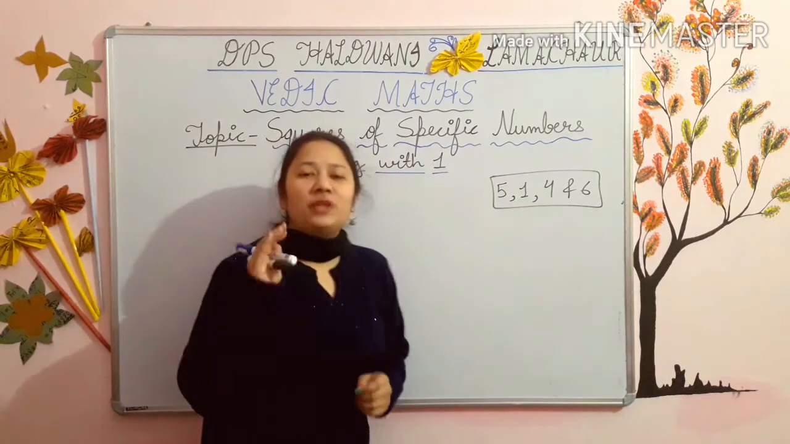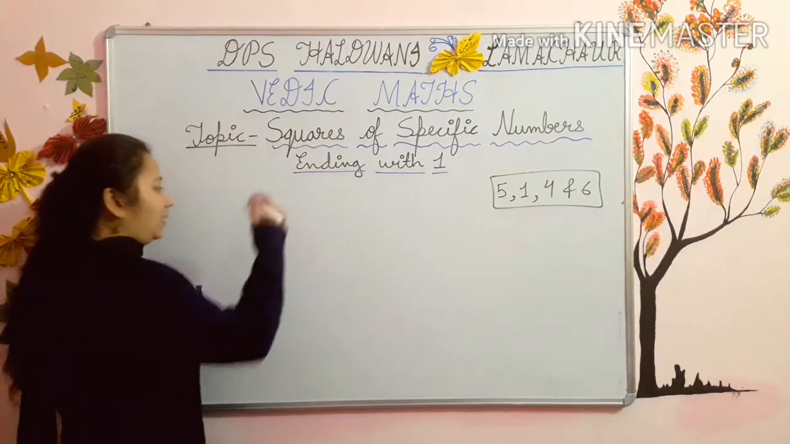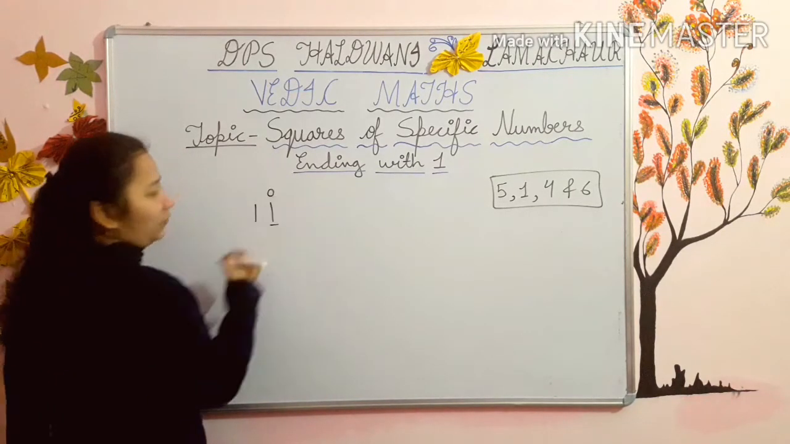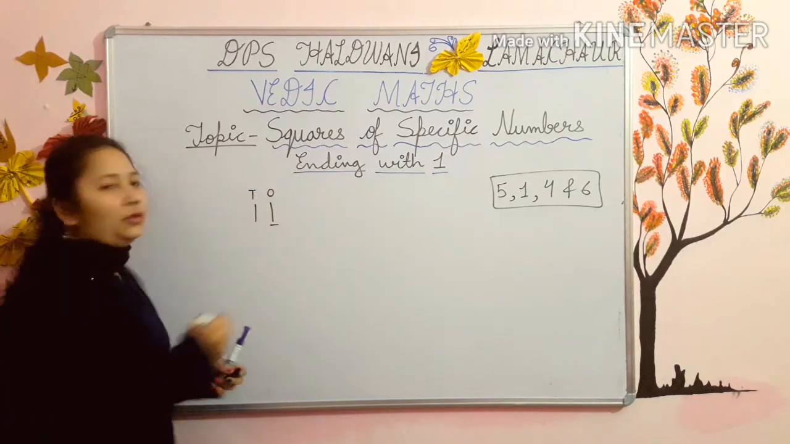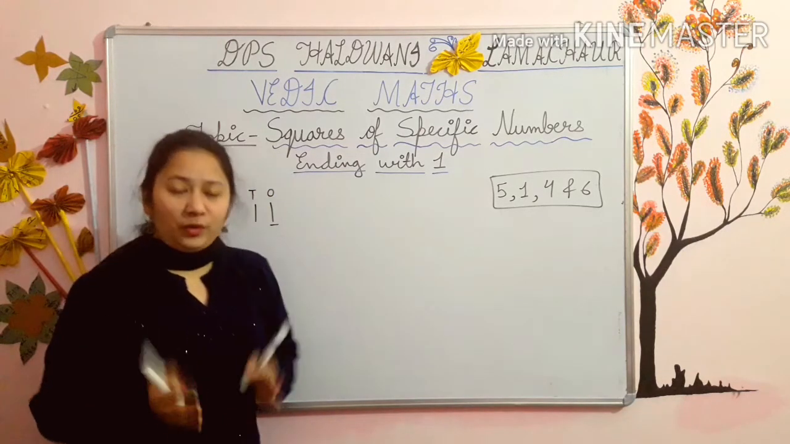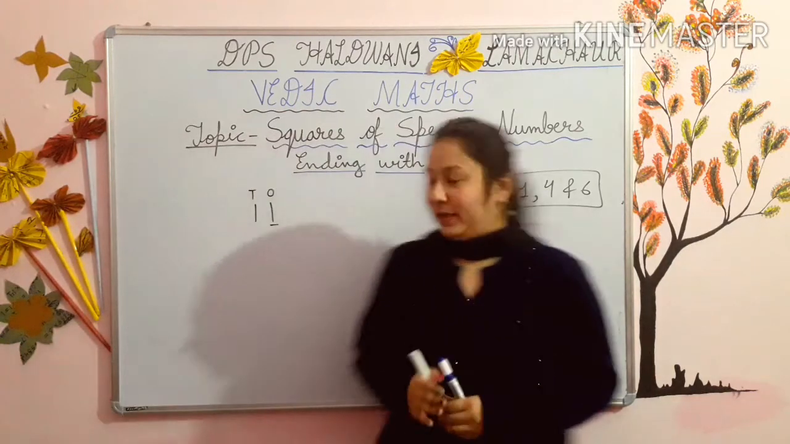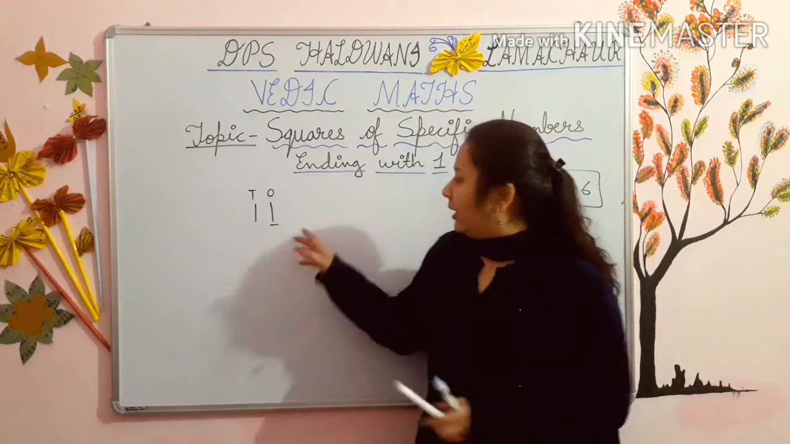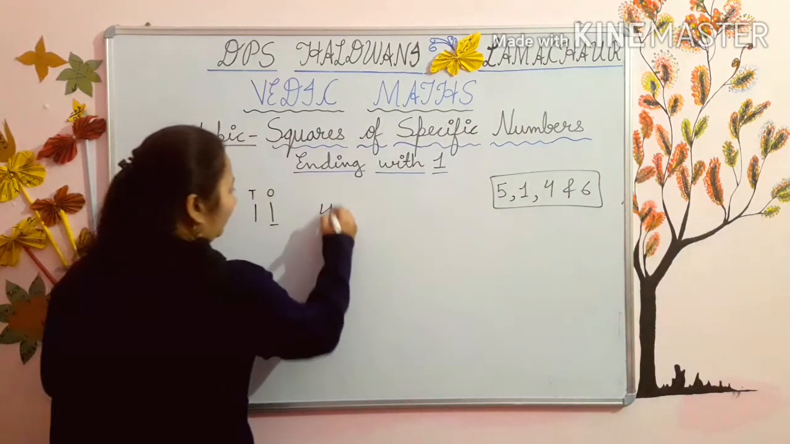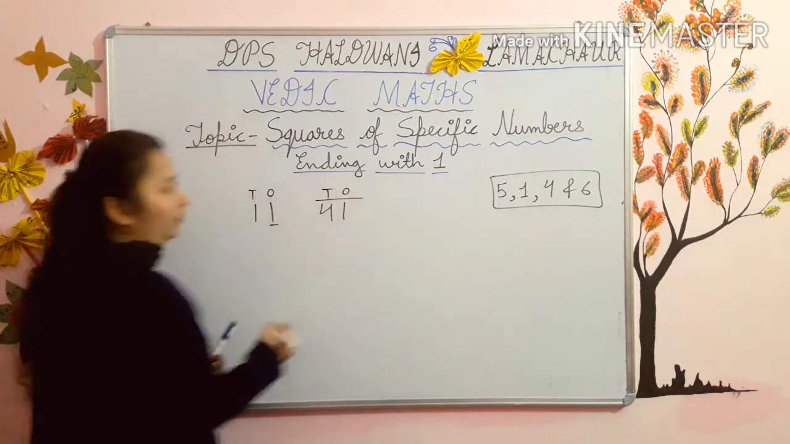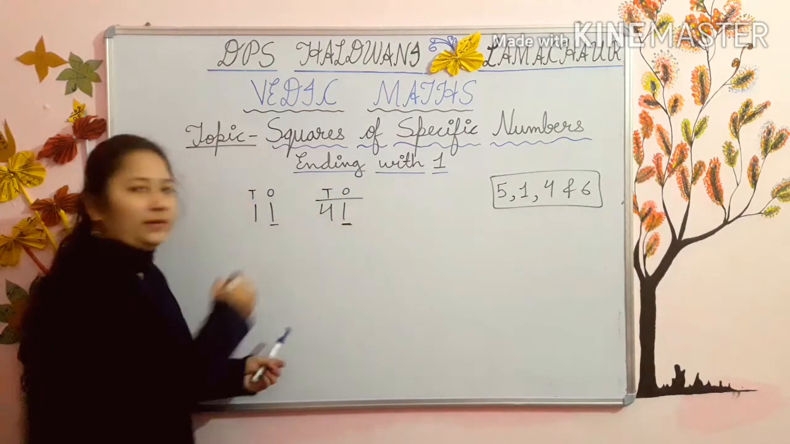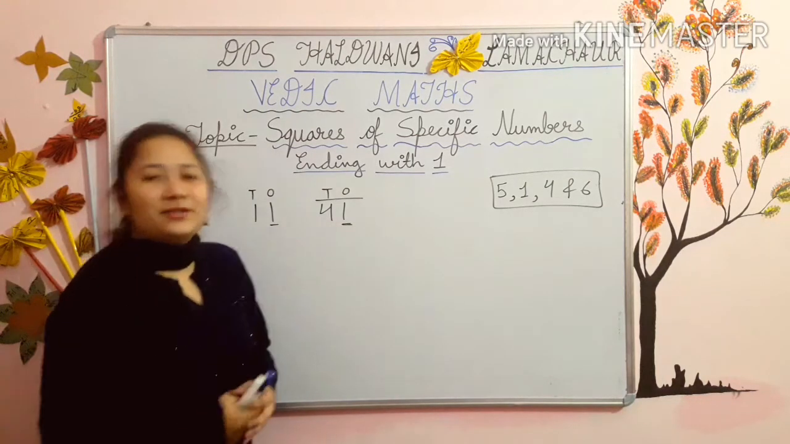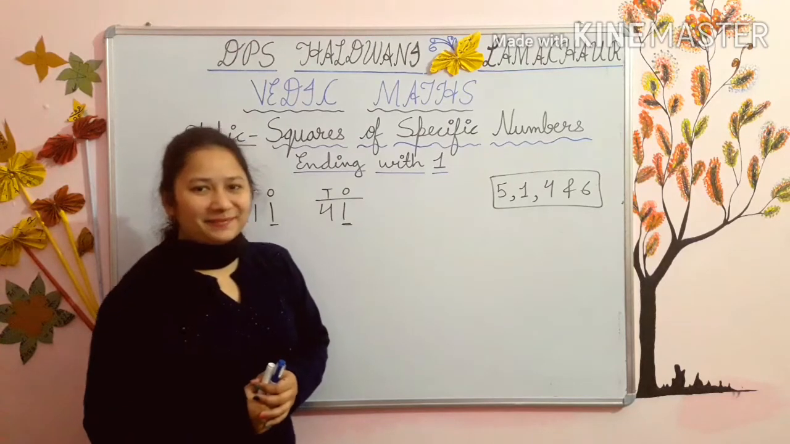The numbers which end with 1, or you can say the numbers which have 1 in their ones place, or units place, means the numbers which have 1 in their units place or ones place. It can be 41 also. See, this is a number which is ending with 1. So, we can apply our trick in these numbers. So, let's start our today's trick, students.